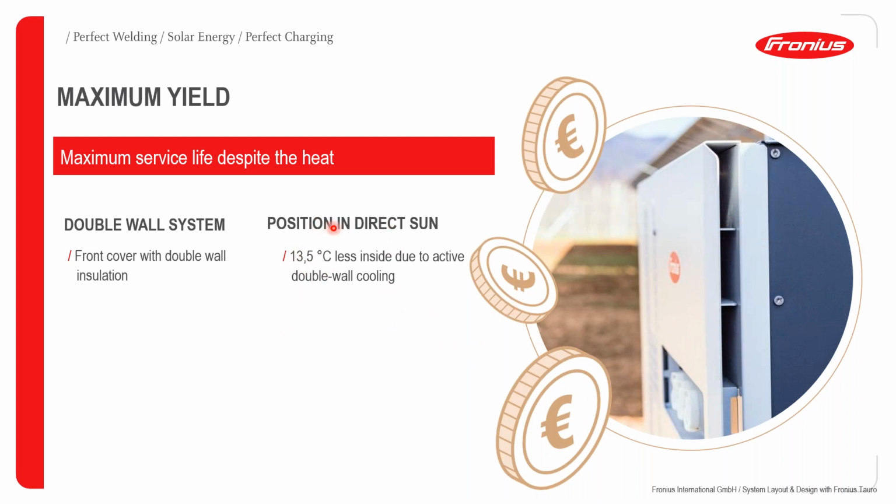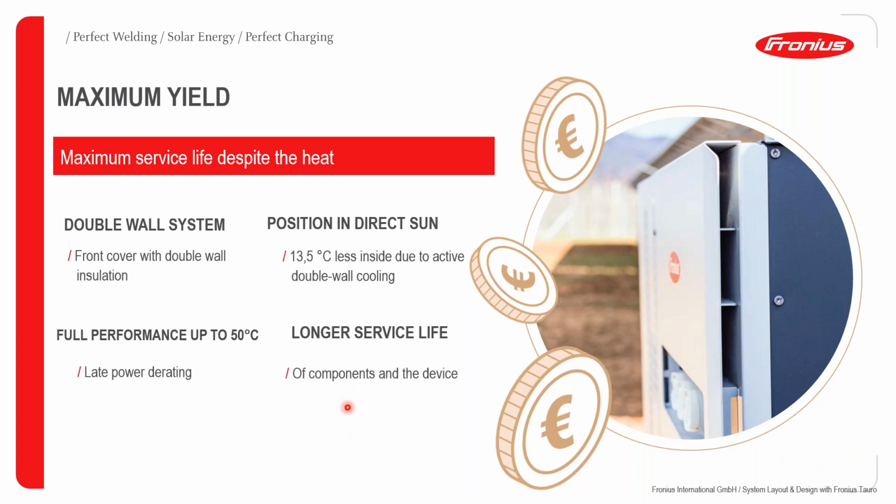So as we can see, because of this double wall concept, under direct sunlight, you're going to have at least 13.5 degrees Celsius less inside due to the active cooling and the double wall concept. So therefore, in terms of derating, the Tauro is going to derate at a much later point, as we can see.